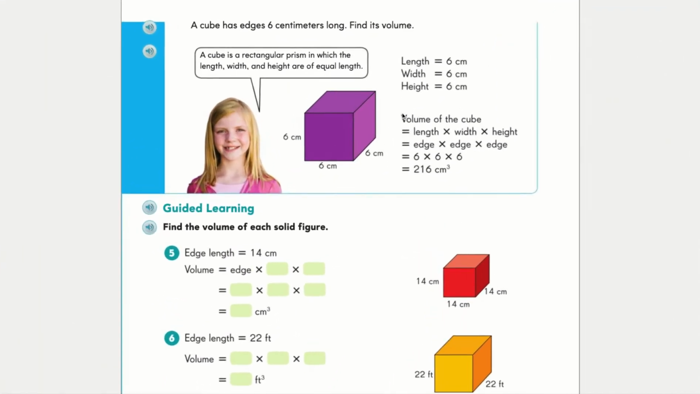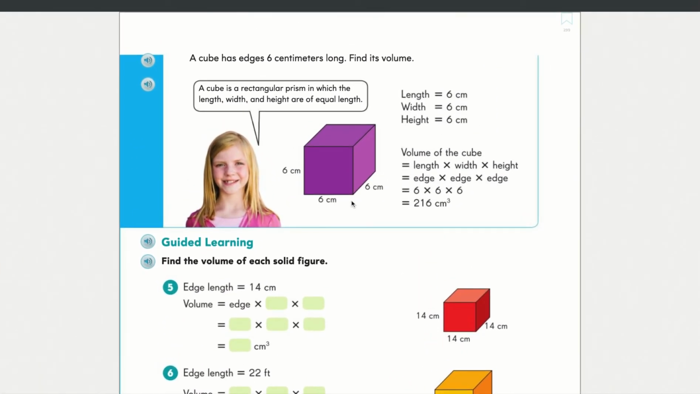A cube has edges that are 6 centimeters long, and to find its volume, a cube is a rectangular prism, which is the length, width, and height are equal length. You can still use the same formula for finding the volume of a rectangular prism: length times width times height. So the volume of a cube is length times width times height, edge times edge times edge. So then 6 times 6 is 36, times 6 is 216. So we have 216 centimeters cubed.